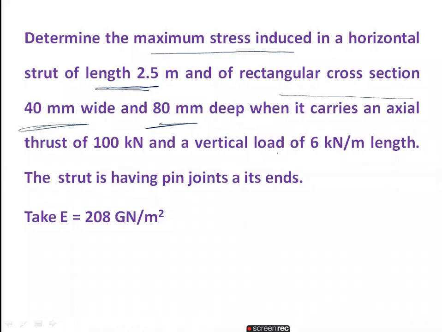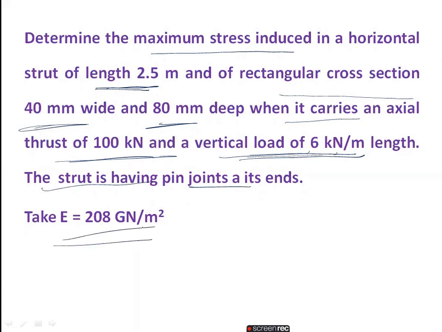It carries an axial thrust of 100 kilonewton. So the axial thrust is P, that is 100 kilonewton, and a vertical load of 6 kilonewton per meter length. The strut has pin joints at the ends. Here the vertical load means uniformly distributed load. Then the E value is 208 giganewton per meter square.